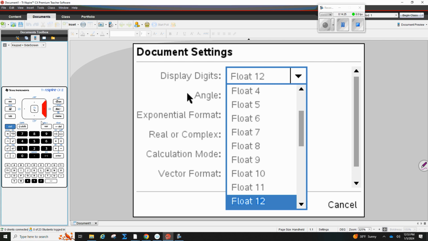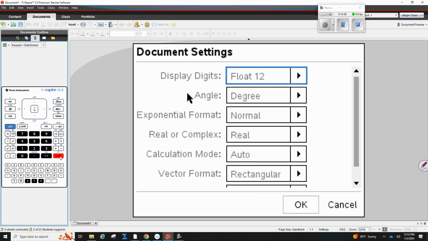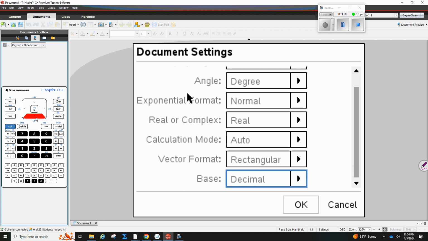So once you put float 12 in, do you guys have it in degree or radians? Does it say degree? Put it in degree. Radians is when you get to like trig. Okay, exponential format. I don't even know. Let's all make it the same. Normal, sure. Okay. Real sounds good. Real. Okay. Calculation mode auto. I think that's whether it does a fraction or decimal. I don't know. I have it on auto. Then I have rectangular, and then I have decimal, and then press enter. We can all just match.